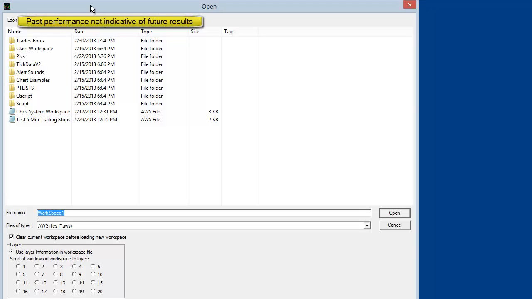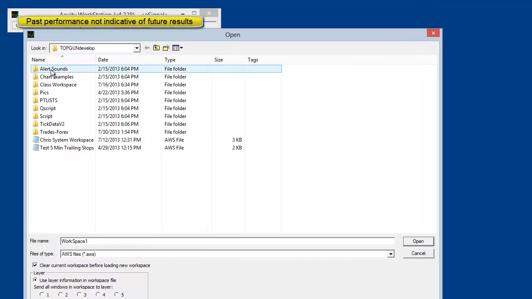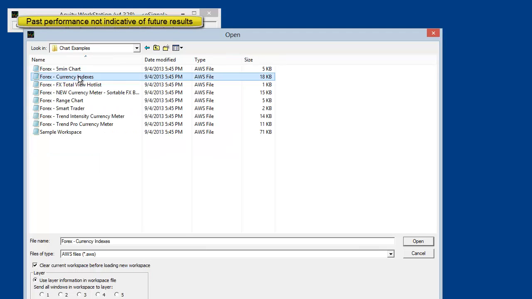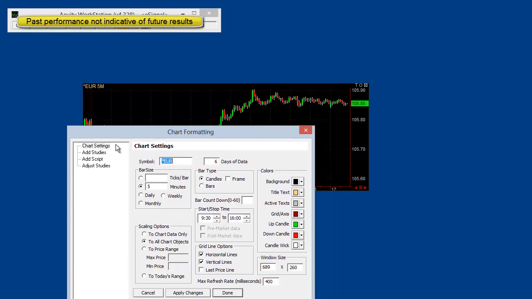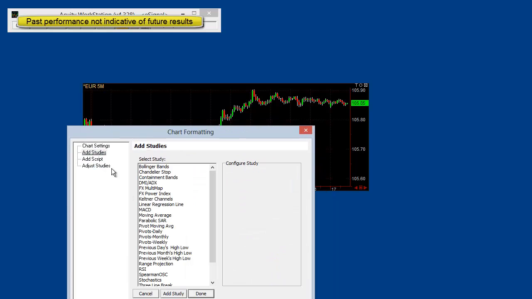And I have these set up with all the indicators on them in the Top Gun chart examples. It's under currency indexes. And you can add any study or indicator you want right to the indicator. Right to the currency index.